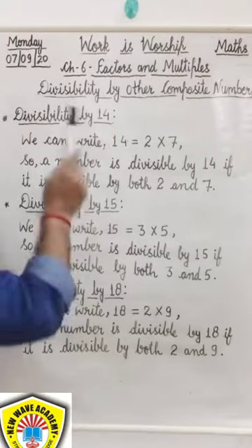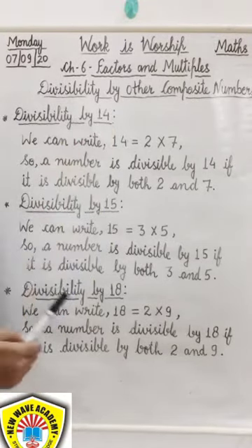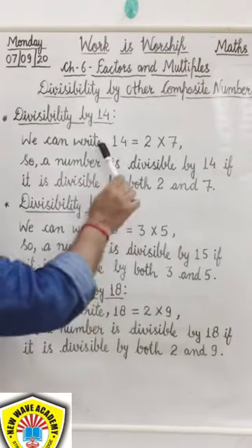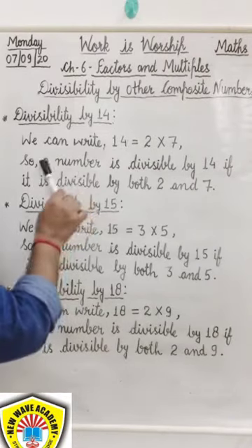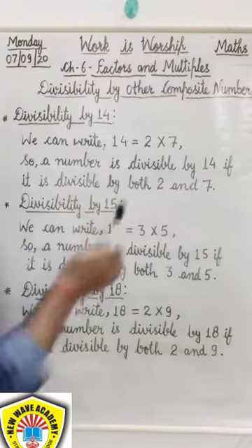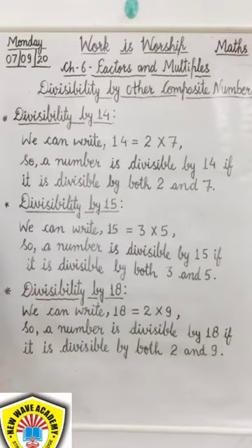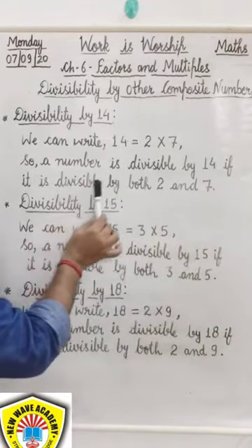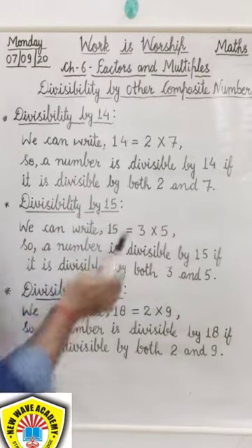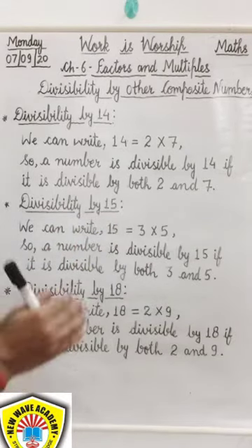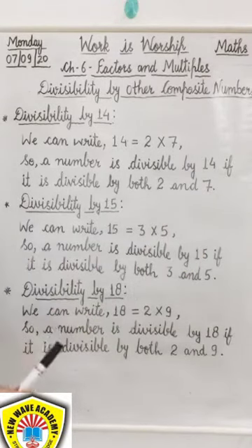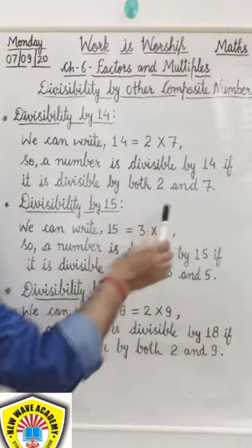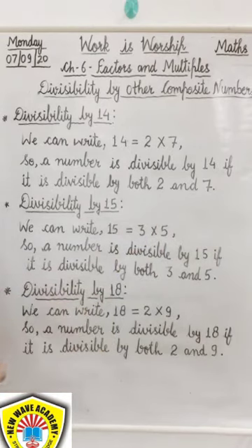Okay, so the divisibility by 14, and we can write 14 in the form of 2 into 7. हम 14 को 2 into 7 के फॉर्म में भी लिख सकते हैं. So the divisibility rule of 14 is a number is divisible by 14 if it is divisible by both 2 and 7. कोई भी नंबर 14 से तभी divisible होगा अगर वो नंबर 2 और 7 दोनों से divisible होगा. ओके, और 2 और 7 का divisibility rule आपने पहले की क्लास में पढ़ा ही है.